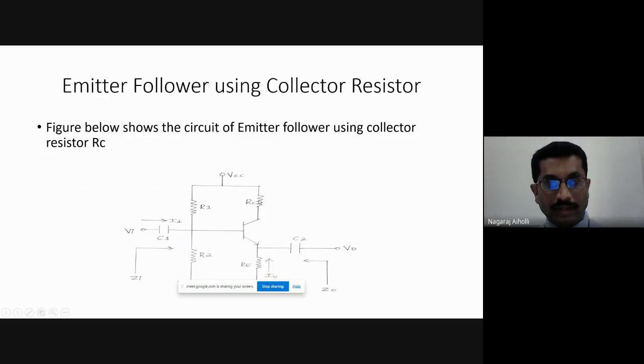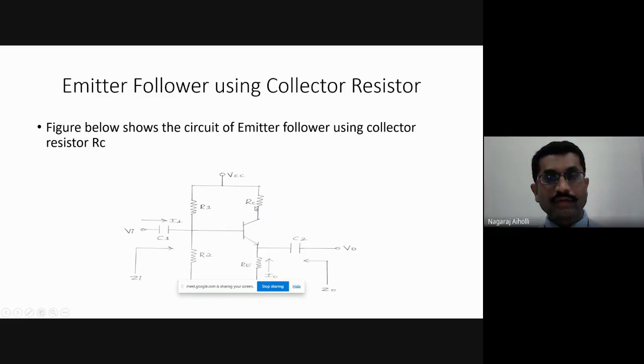If we write the KVL equation at the output side, what we get is VCC minus ICRC minus VCE minus IERE is equal to 0. Write the KVL equation for the output section. That means this collector to emitter voltage VCE depends on the collector resistance RC. So we say that this RC affects only the DC analysis.